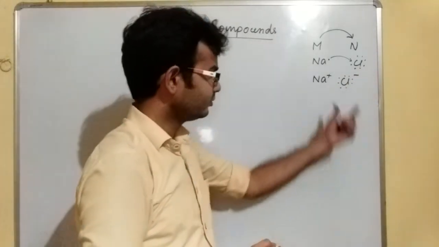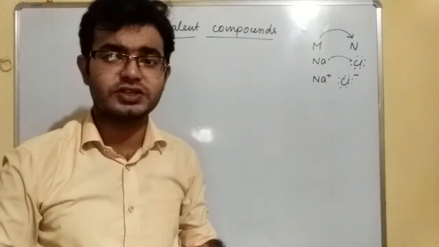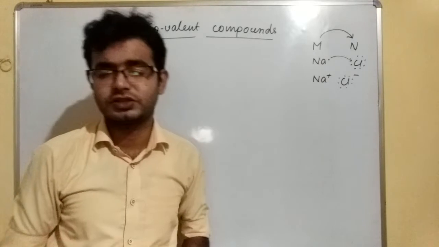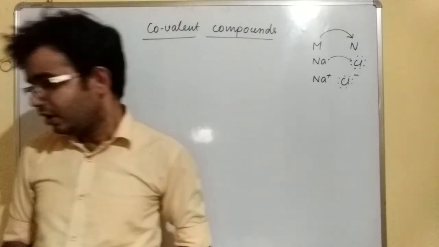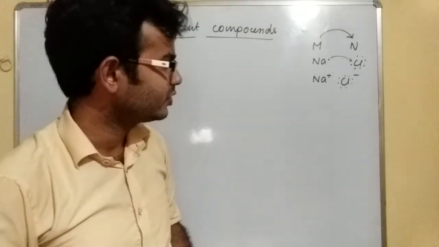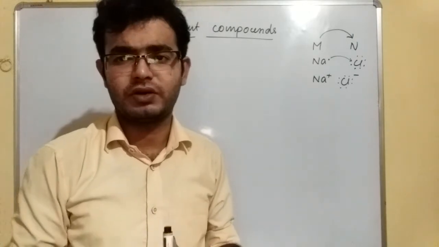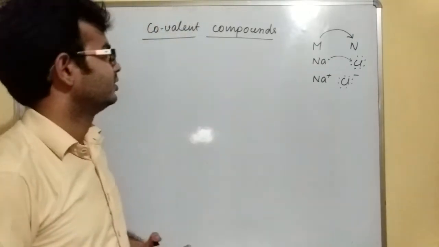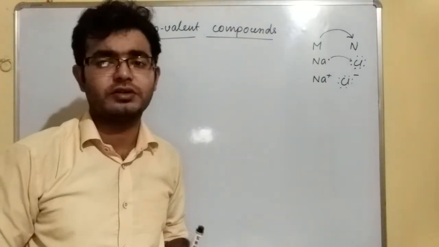Now Na plus and Cl minus are both oppositely charged ions. They attract each other due to the electrostatic attraction force. They bind together to form the compound called the ionic compound. So in the last class we discussed this. Na plus and Cl minus combine to form the ionic compound. Very easy. So in today's class we'll discuss the covalent compound instead of the ionic compound.